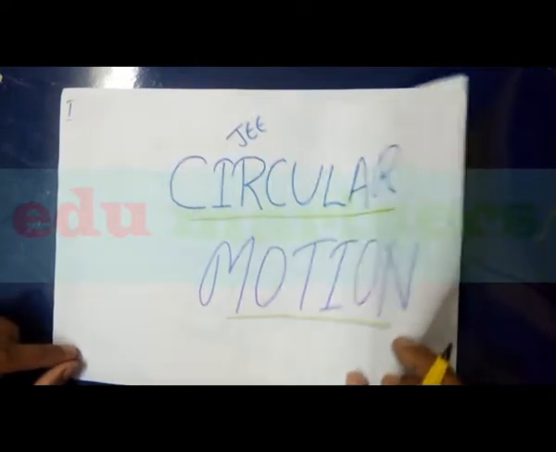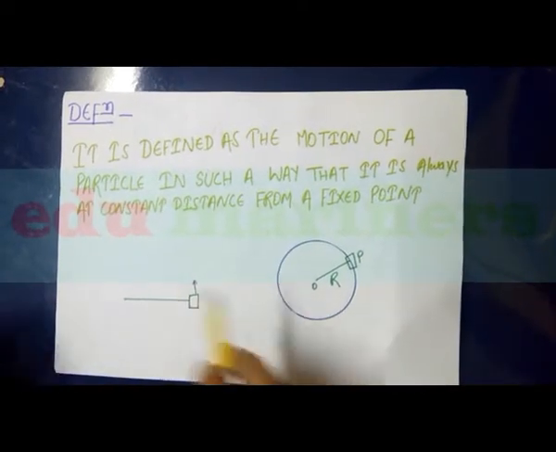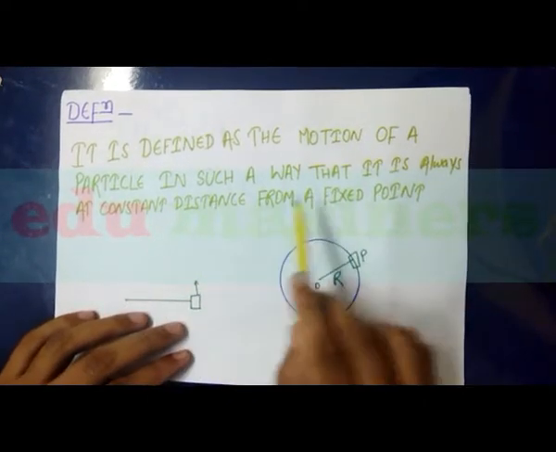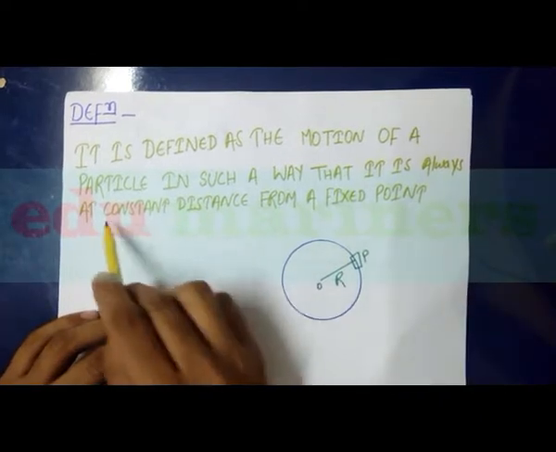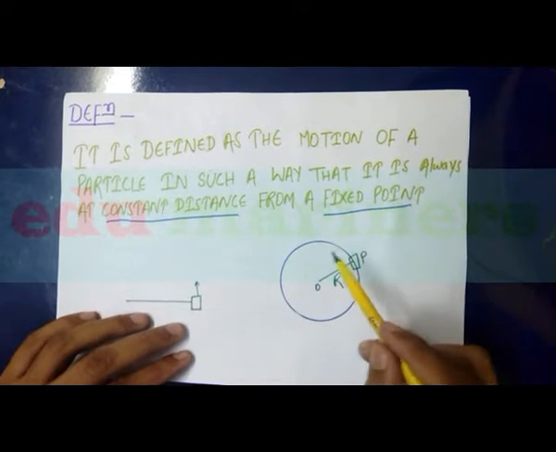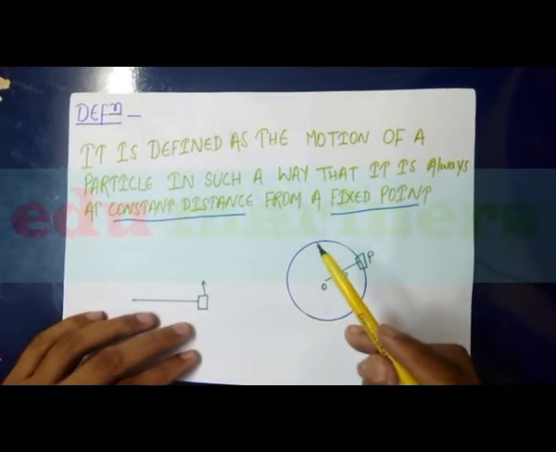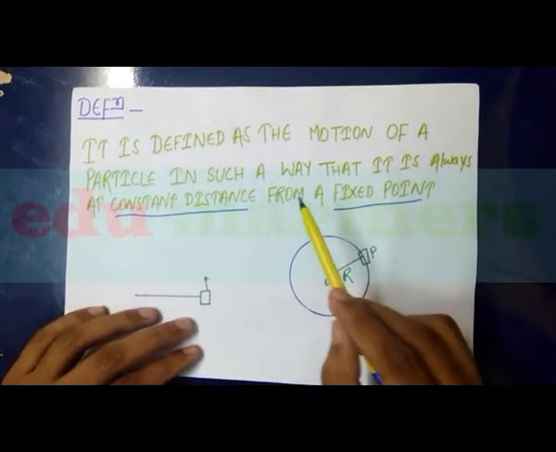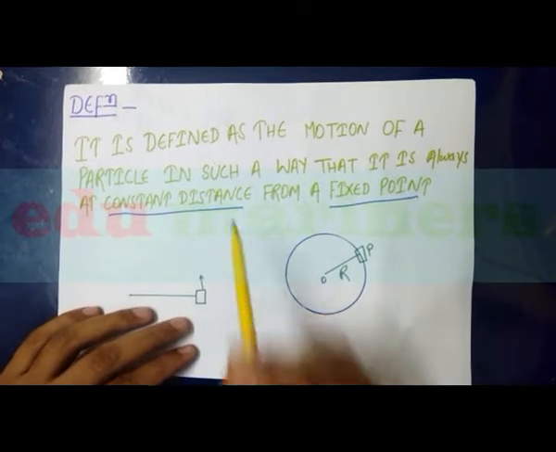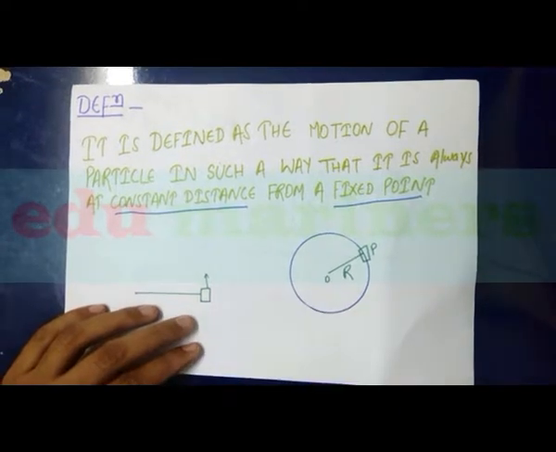So let's start with the definition. Circular motion is defined as the motion of a particle in such a way that it is always at a constant distance from a fixed point, like how we define a circle. In geometry, we define a circle as the locus of a point moving in such a way that it is always at a constant distance from a fixed point. In the same way, we define circular motion here.